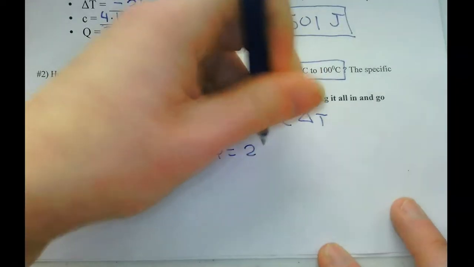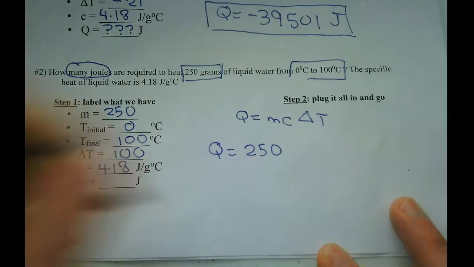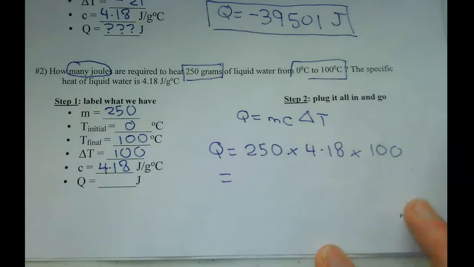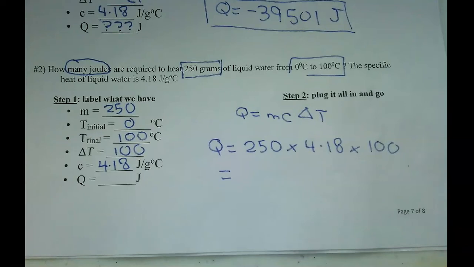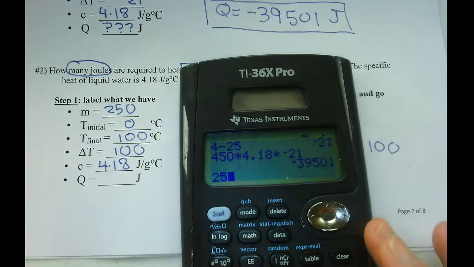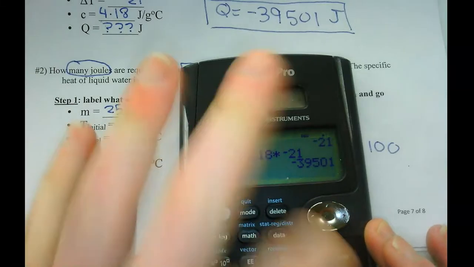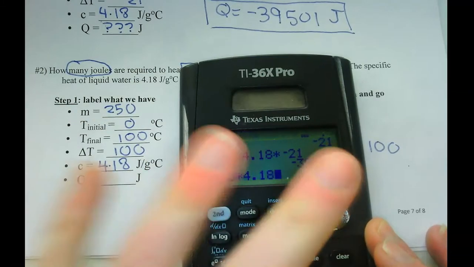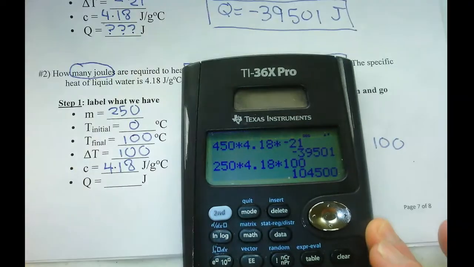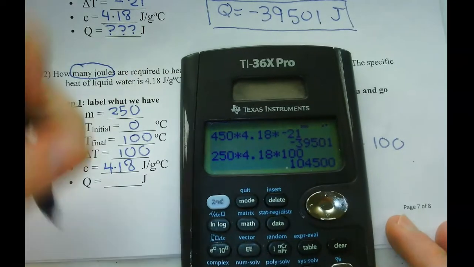So Q is equal to 250 times 4.18 times 100. We're going to plug that all in. I'm going to get my calculator. 250 times 4.18 times 100. All right, there it is. So there's my Q.